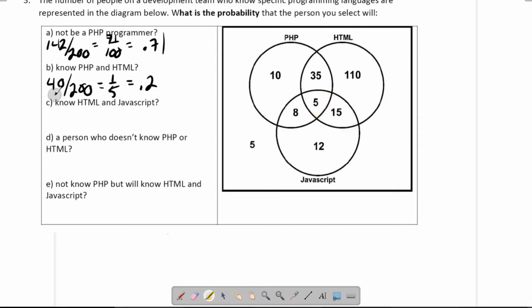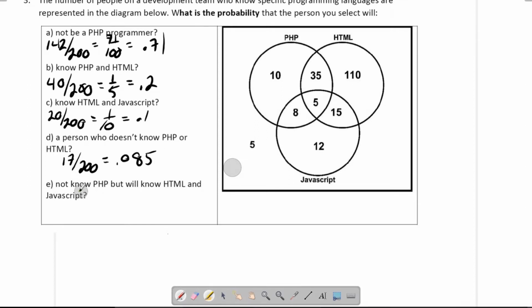15 plus 5 is 20 over 200, or 1 out of 10, which is 0.1. Now, a person who doesn't know PHP or HTML has to be outside of both. So if they don't know PHP or HTML, that leaves us with 5 and 12. We got 17 out of 200, or if you reduce that down to decimals, 0.085.